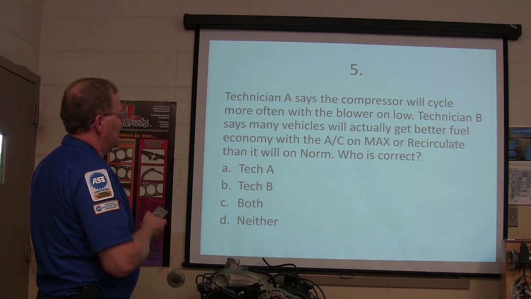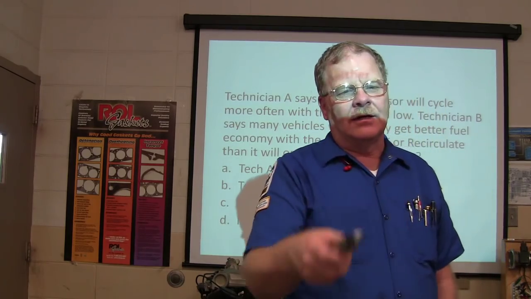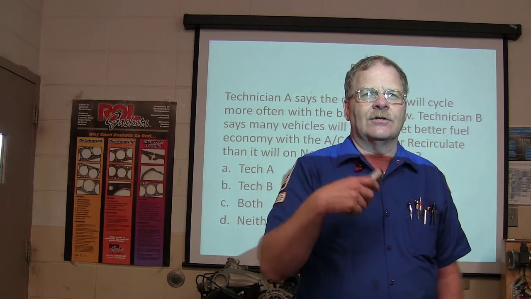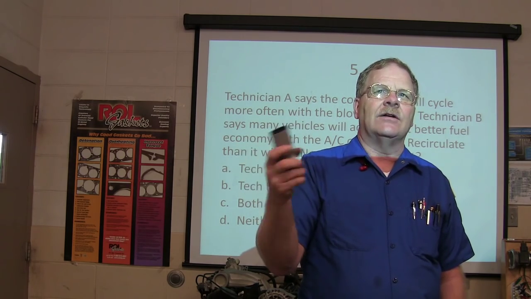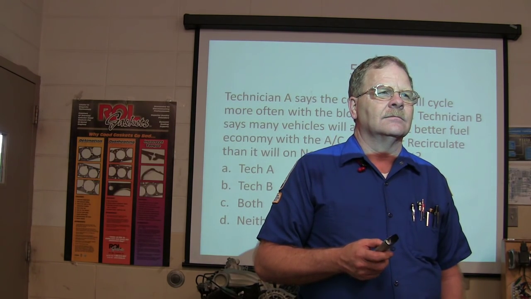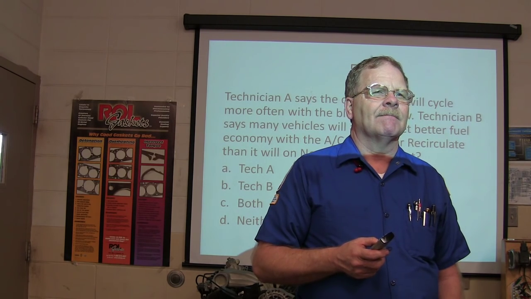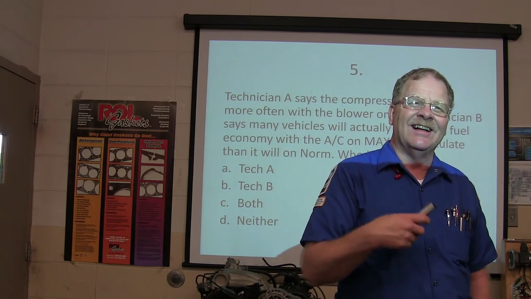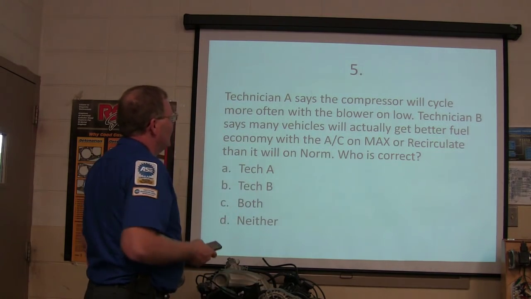Technician B says many vehicles will actually get better fuel economy with the AC on max or recirculate than on norm. Now max is when it's pulling air from the inside and cooling it. So am I going to get better gas mileage on max or norm? On a trip between here and Atlanta, with the temperature the same going both ways, if I put it on norm and drive to Atlanta and get 26 miles to the gallon, and I put it on max and drive back in the same temperatures, which way am I going to get the best gas mileage? Why? So we don't use as much, or would it really even matter? It would matter because you'll get better gas mileage on max than you will on norm, because on norm you're air conditioning hot air that's coming in from the outside, and the compressor has to run longer. See what I'm saying? So basically, you can infer that however you want to.